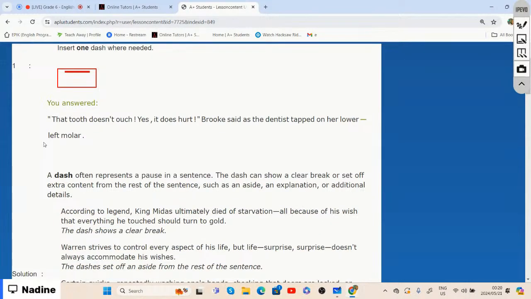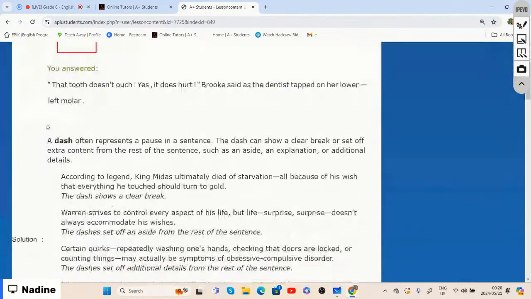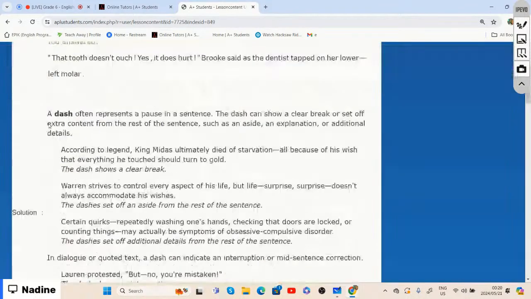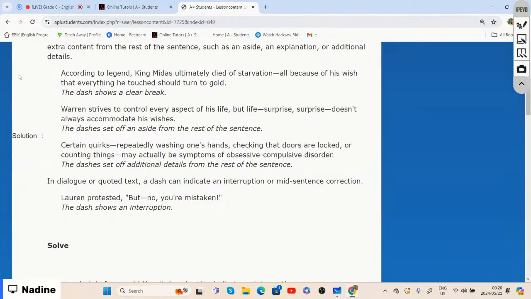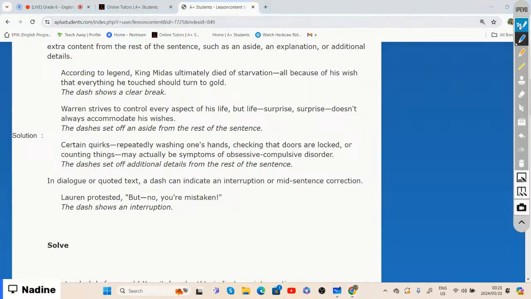And once again, before we continue, we see the dash often represents a pause within a sentence, and it can show a clear break or set off extra content from the rest of the sentence, such as an aside, an explanation, or additional details. And we made an example of two of our sentences already.